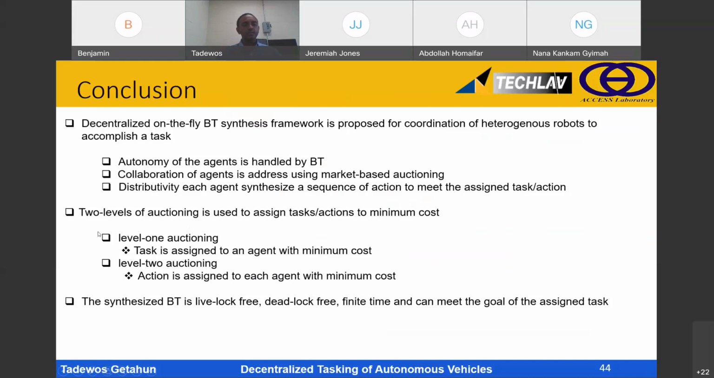So we have 2 levels of auctioning, as I explained earlier. For level 1, it is task level. For level 2, it is for action. And we provided proofs for behavior trees that they are livelock-free, deadlock-free, and finite time, and can meet the assigned task or goal of a mission.